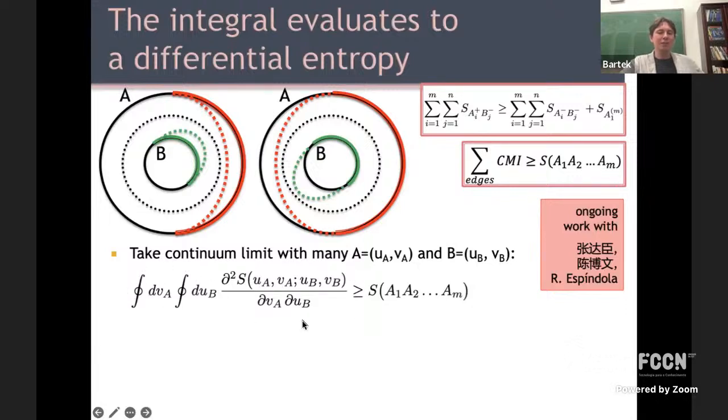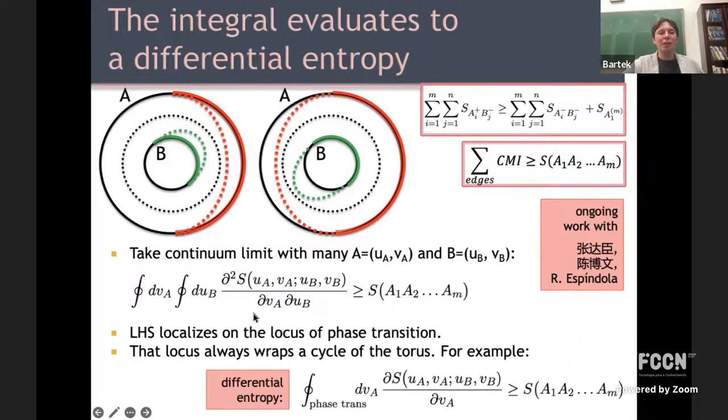This is the continuum version of this double sum that I have over here. This is the integrand that I said before. And now I remind you of what happened on the previous slide. This integrand is almost always zero. It's only non-zero on the phase transitions between different phases. And if I'm on the border of two different phases, then that's a codimension one condition. So the integral will actually localize onto a codimension one locus, which is the locus of phase transition.